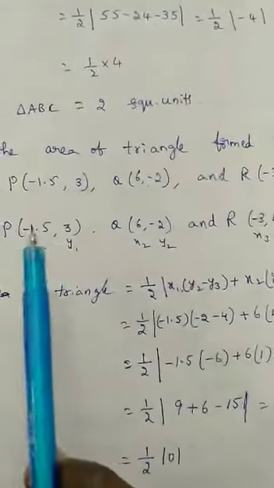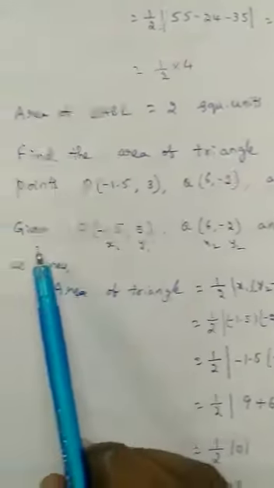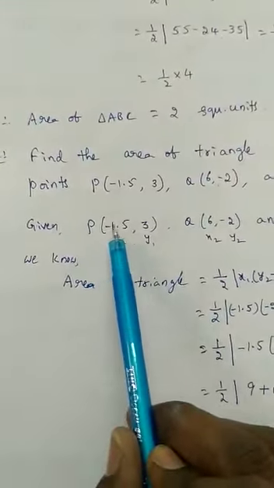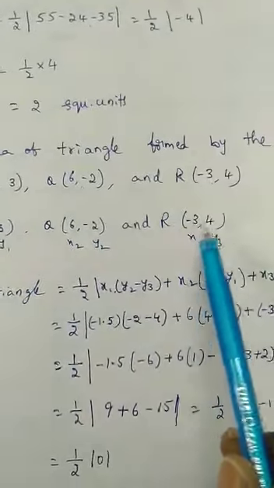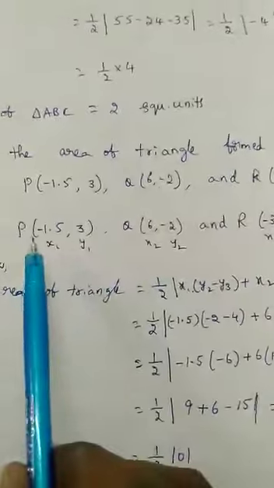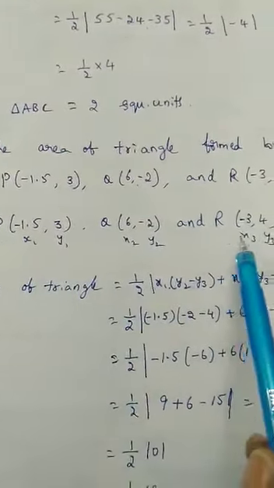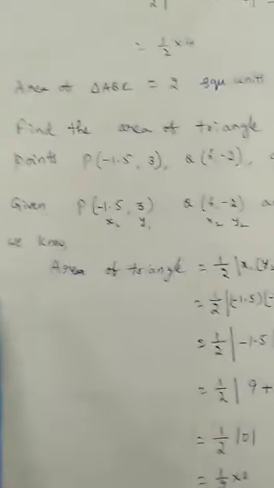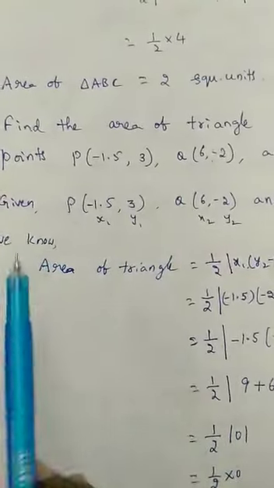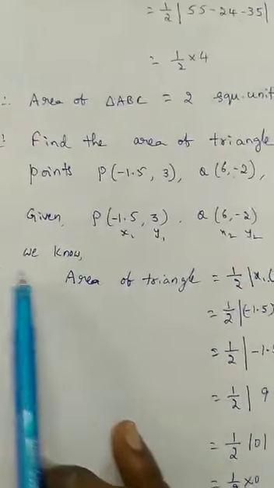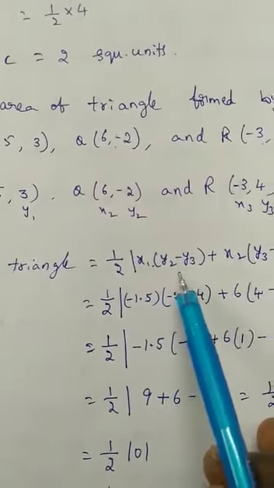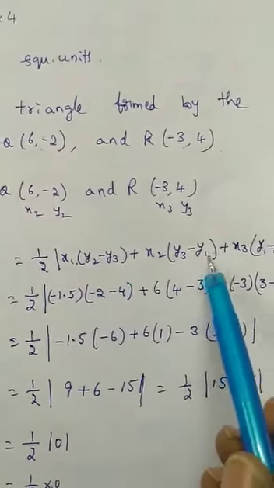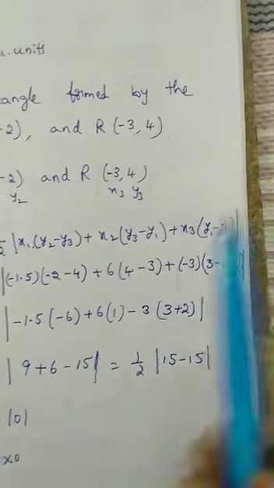Now this is the first point, then automatically we can assume these are the given points P(-1.5, 3), Q(6, -2) and R(-3, 4). So these 3 points are (x1, y1), (x2, y2), (x3, y3). Clear? Then the same procedure to find the area of the triangle. We know area of triangle is equal to half into modulus of x1 into (y2 minus y3) plus x2 into (y3 minus y1) plus x3 into (y1 minus y2).